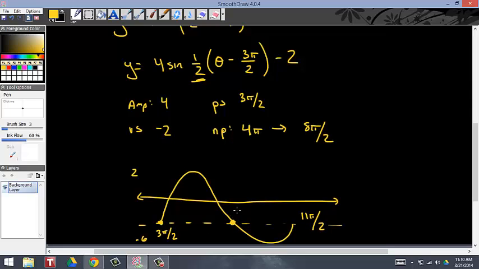Midway point, 14, that's even, so 7 pi over 2. 10, that's even, so 5 pi over 2. 18, so 9 pi over 2. Where's the y-axis throughout all of this? Far left, before everything. That's how you graph it.